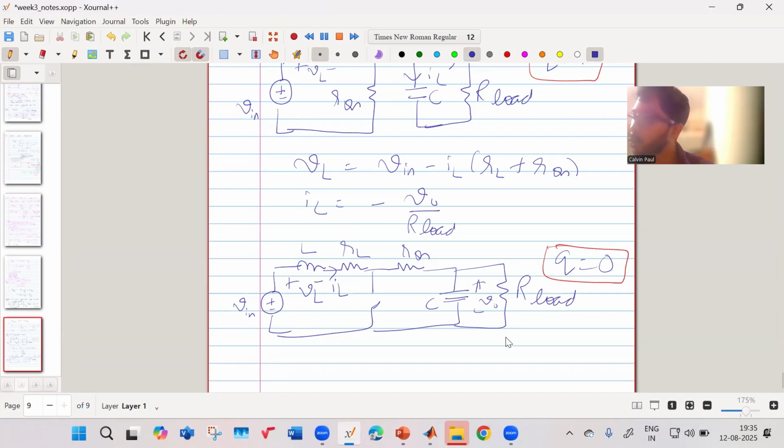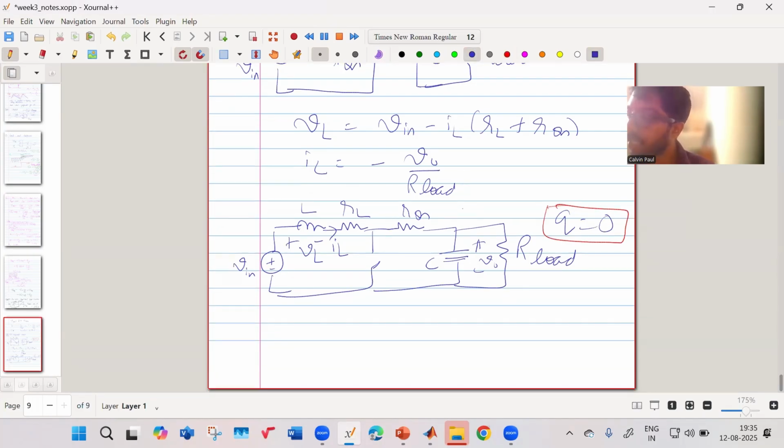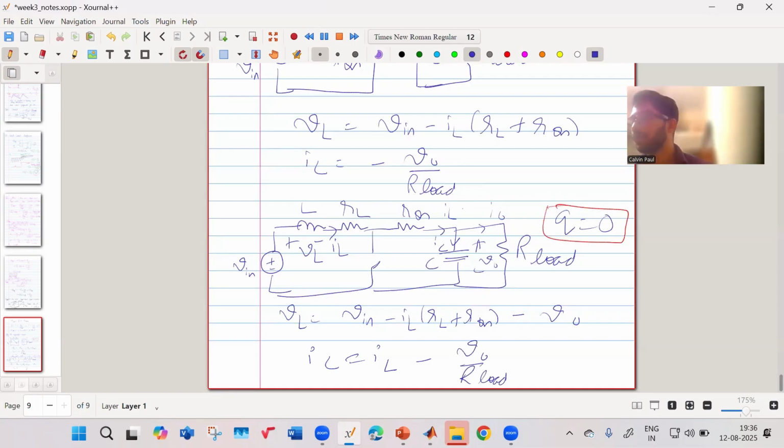So now we can write VL is Vin minus IL into (RL plus R-on) minus V output. Similarly, your capacitor current, which is this IC, is equal to the inductor current minus the output current, that is, IL minus V output by R load. Any doubts in this?